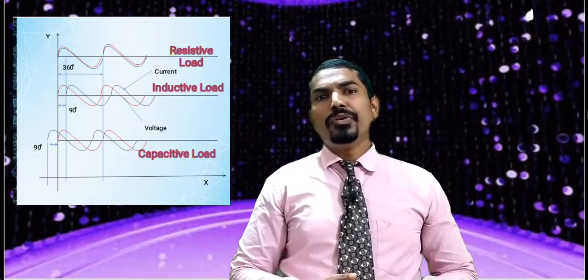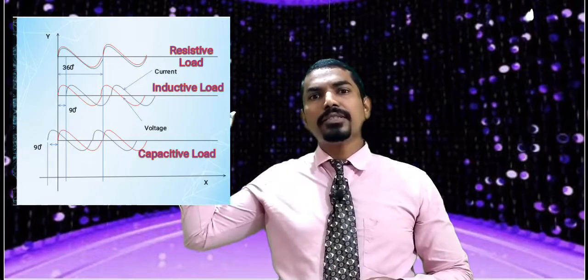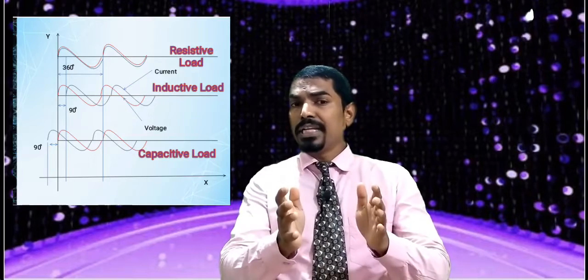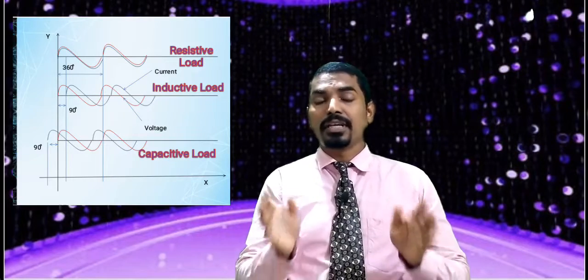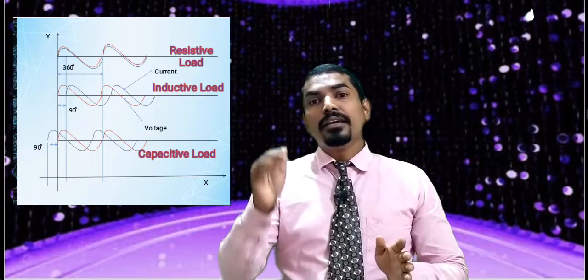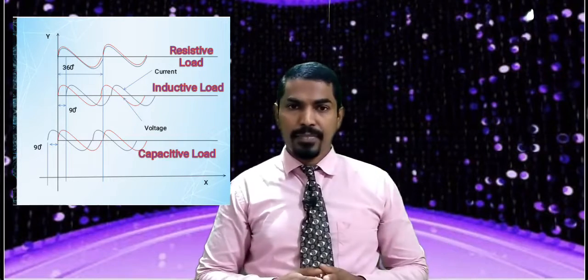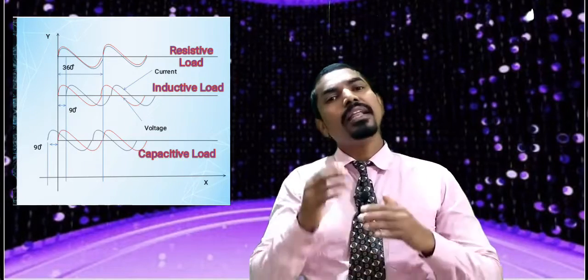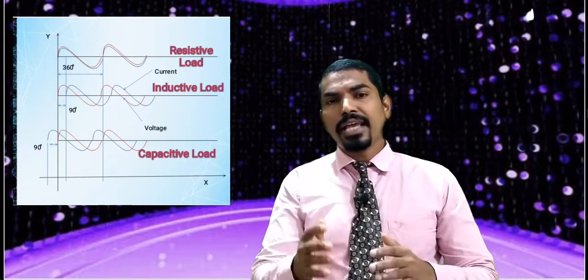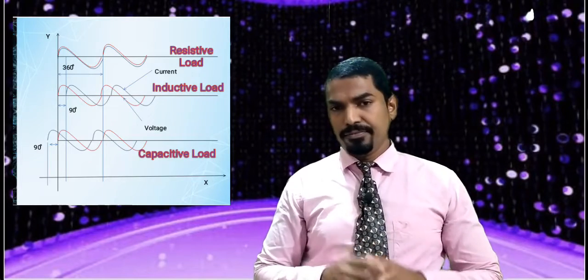What happens in case of different types of load? On the screen, you can see resistive load, inductive load and capacitive load. In case of resistive load, current and voltage are in the same phase. That means there is no phase difference between voltage and current, or you can say phi, the phase angle between current and voltage, is 0. In case of inductive load, current lags voltage by 90 degrees. That means the phase angle in case of a purely inductive load is 90 degrees and that is lagging.